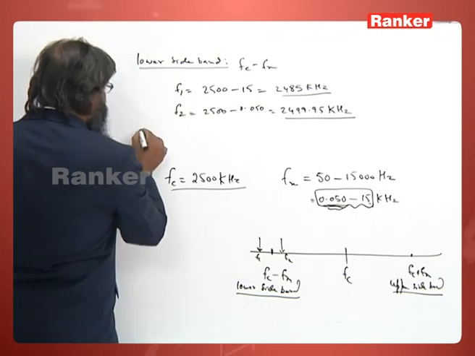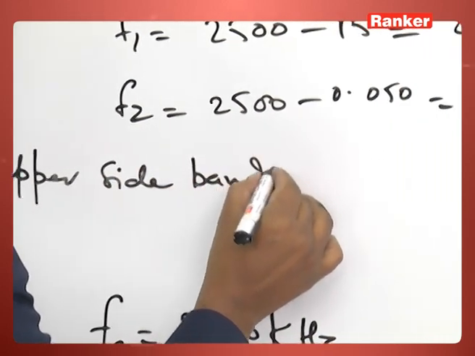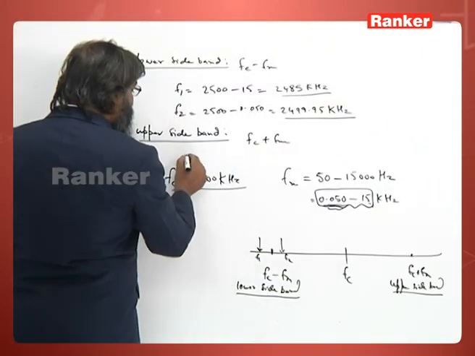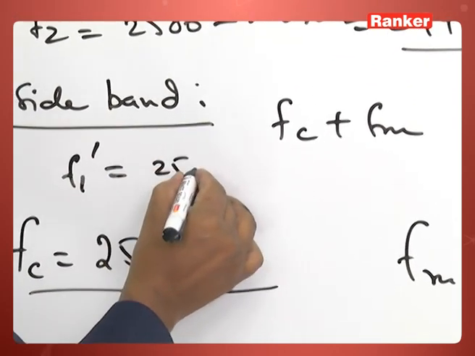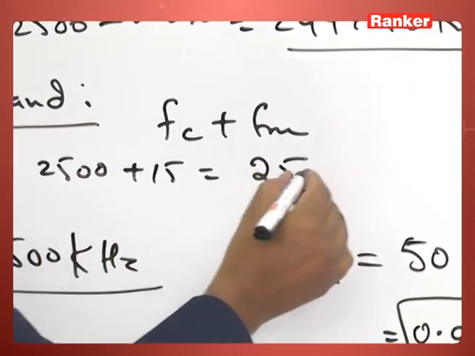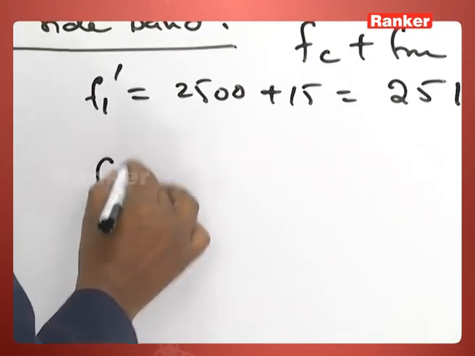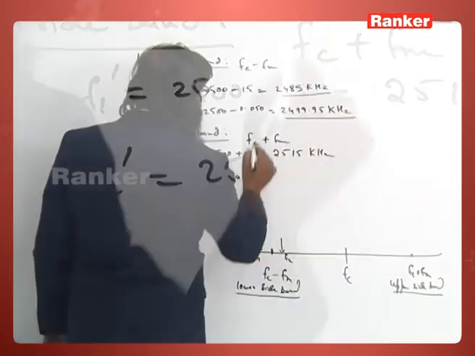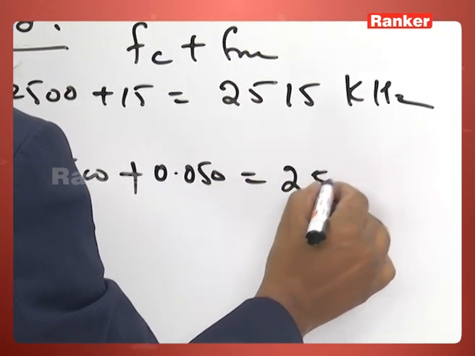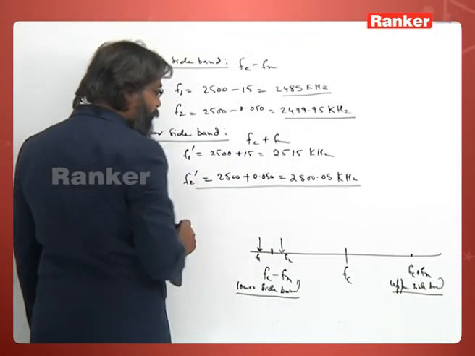Now let us calculate the upper sideband. The upper sideband is given by FC plus the modulating frequency. So F1 dash will be 2500 plus 15, that is 2515 kilohertz, and F2 dash will be given as 2500 plus 0.050, that is 2500.05 kilohertz. This is F2 dash.